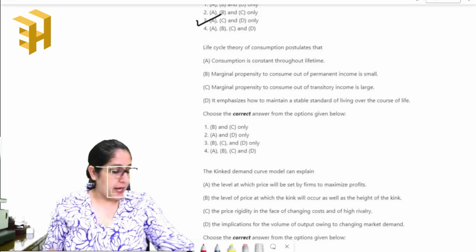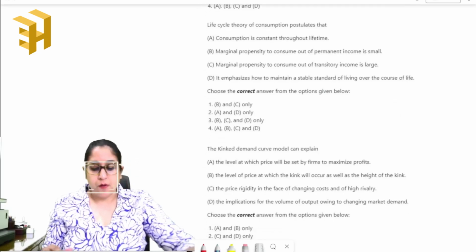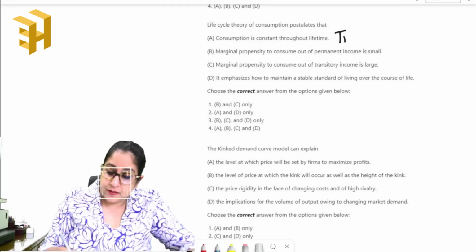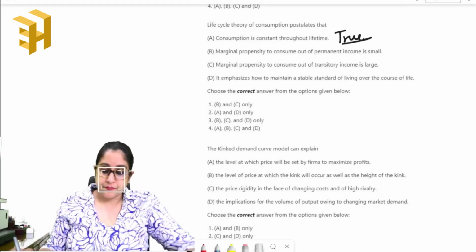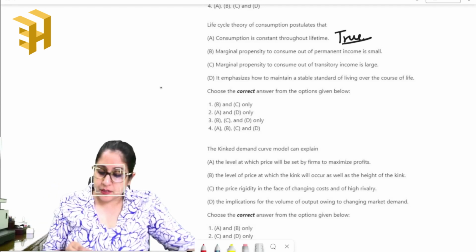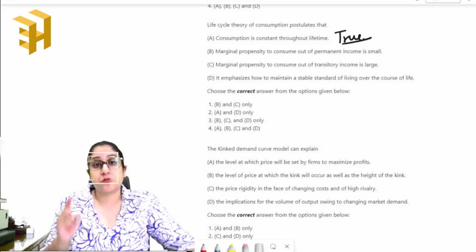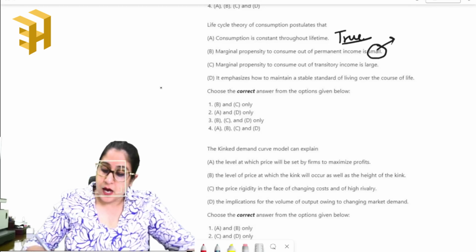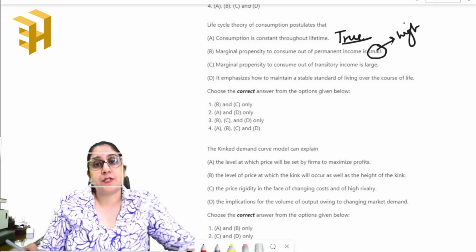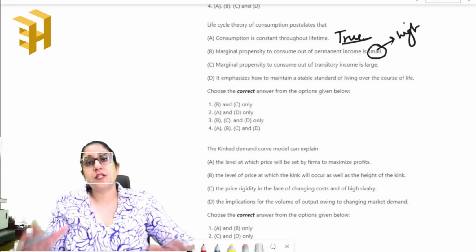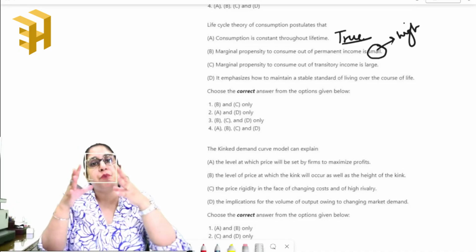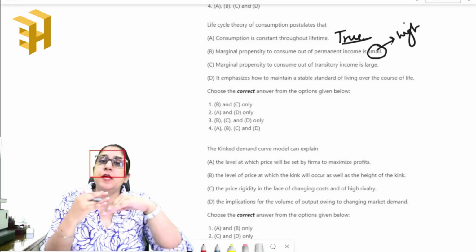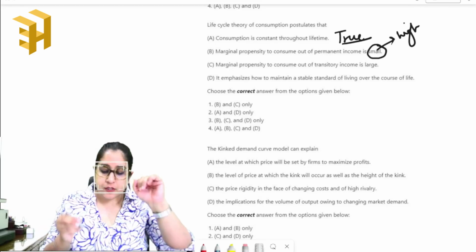Next question. Life cycle theory of consumption postulates that consumption is constant throughout lifetime. This is true, right? Second, marginal propensity to consume out of permanent income is small. No, this statement is false. Rather, it is high. Marginal propensity to consume is high because individuals basically treat permanent income as their sole income out of which they have to fund their consumption expenditures. So this is high.